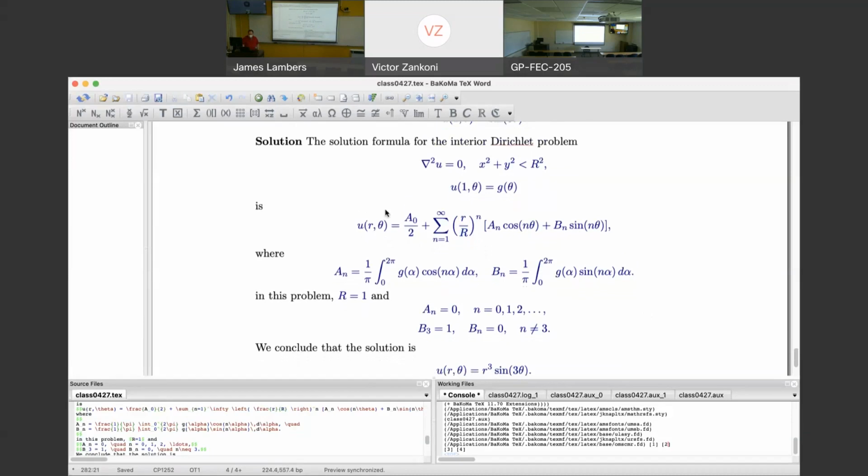So, for the interior Dirichlet problem, where the domain is x squared plus y squared is less than something, this is your starting point. You know the solution will have this form. Any questions on this one?